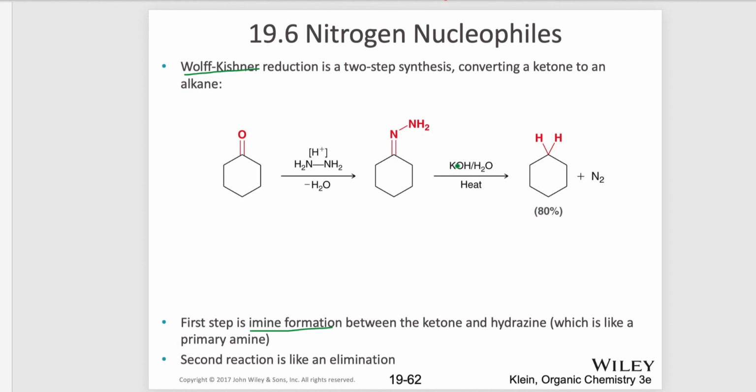Now, these are harsh conditions: basic KOH, potassium hydroxide, aqueous solution, and heat will accomplish the elimination of the carbonyl group. And so we see the two carbon-oxygen bonds being replaced with two carbon-nitrogen bonds, and a stable molecule of nitrogen is also formed in this transformation. So we're looking at converting a ketone to an alkane. This gives us more flexibility in the toolbox.